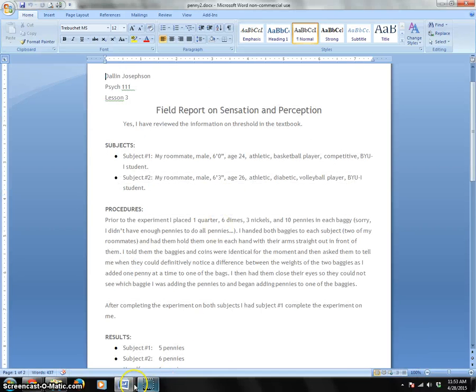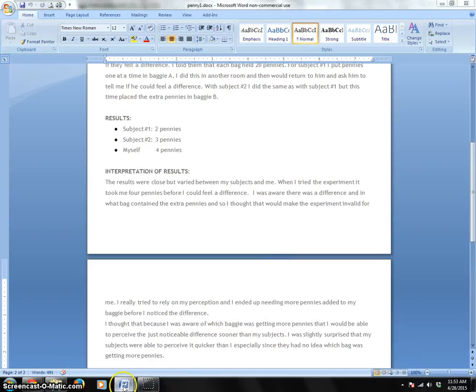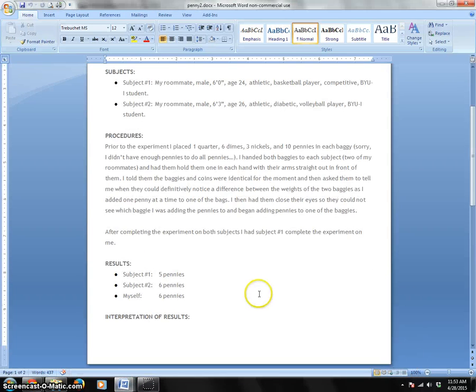Is this the same report? They look very similar. I may have... Nope, I think these are different.